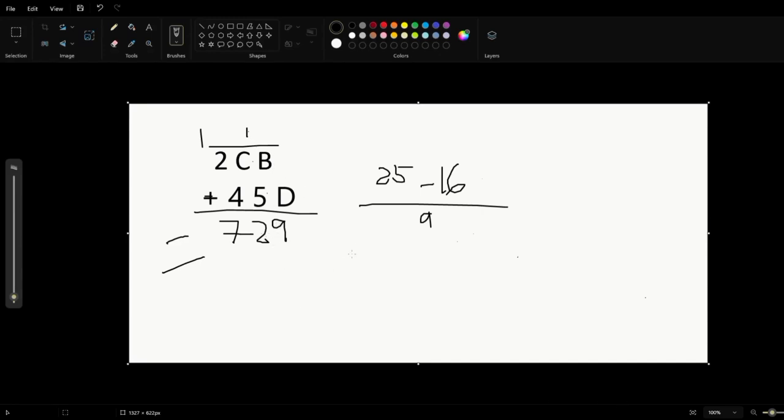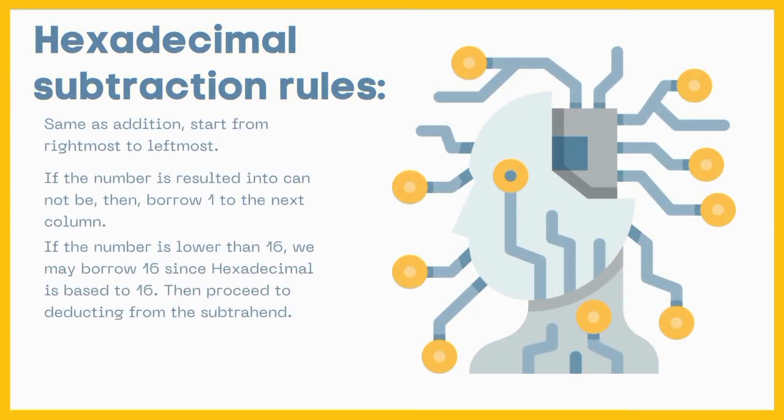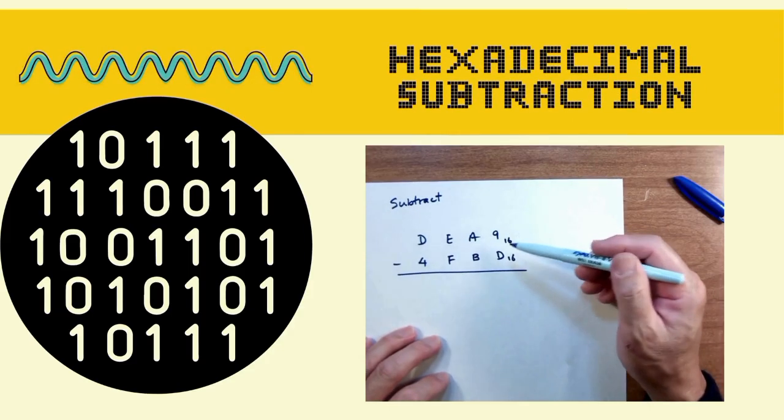Now that we are familiar with hexadecimal addition, we'll now proceed to subtraction. I find this easier to understand than hexadecimal addition. But what would be the rules when it comes to hexadecimal subtraction? Same as addition, start from rightmost to leftmost. If the resulting number cannot be subtracted, then borrow 1 from the next column. If the number is lower, we may borrow 16 since hexadecimal is based on 16. Then proceed to deducting the subtrahend.